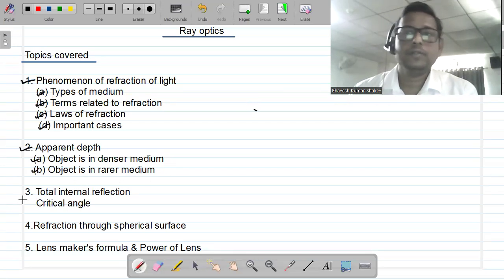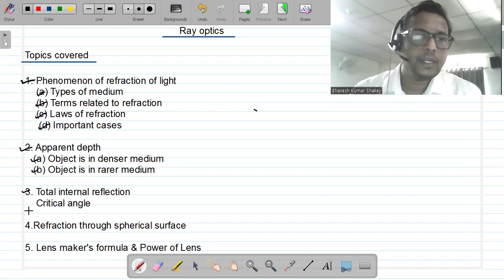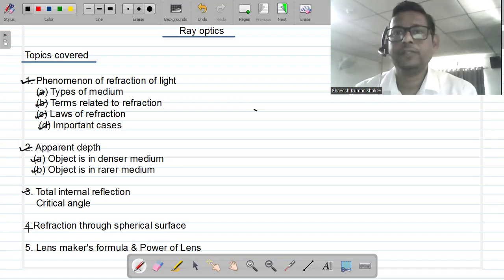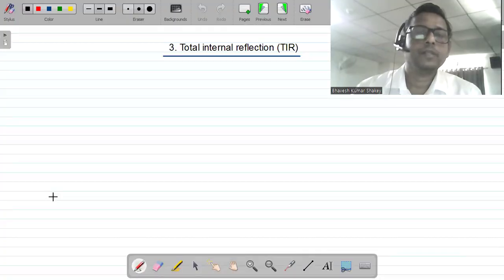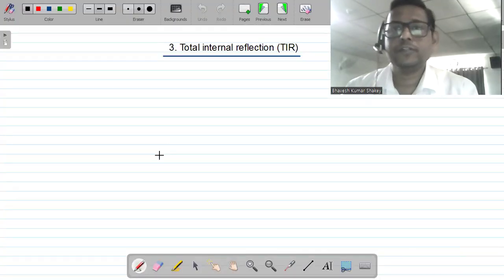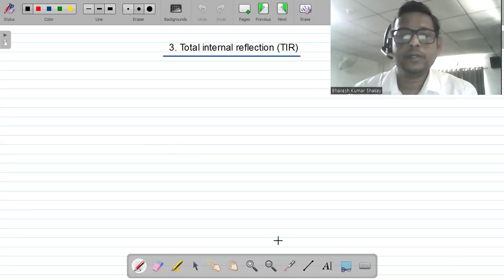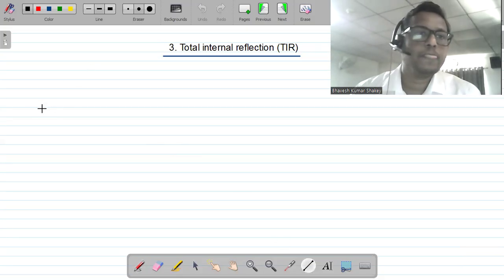Okay. Now in this lecture we will see what is total internal reflection, what is a critical angle, and what is the formula for a critical angle. Okay, so let's see. So total internal reflection. To understand the total internal reflection, let's see this diagram.